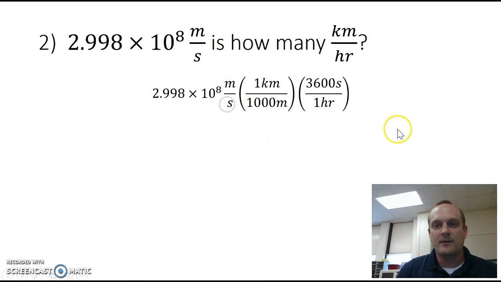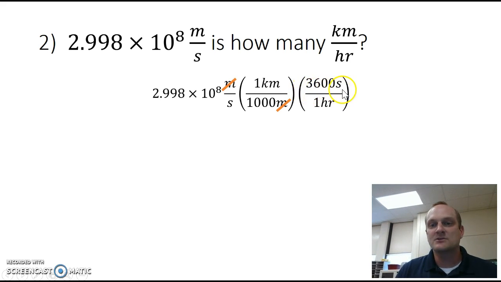So I'm going to set this up like a unit conversion problem. I start off with what I'm given: 2.998 times 10 to the 8th meters per second, sure to include my units. Now I know there are 1,000 meters in 1 kilometer, and I need to put meters on bottom so that it will cancel with the meters I had to start with. I also know there's 3,600 seconds in 1 hour, so there's 60 seconds in a minute, 60 minutes in an hour, 60 times 60 is 3,600.